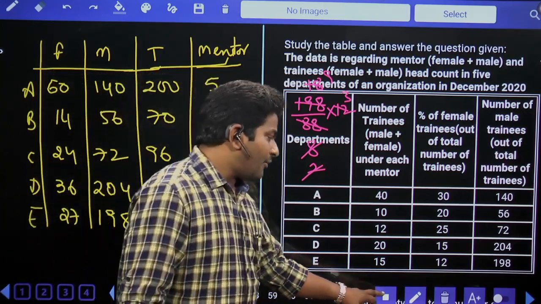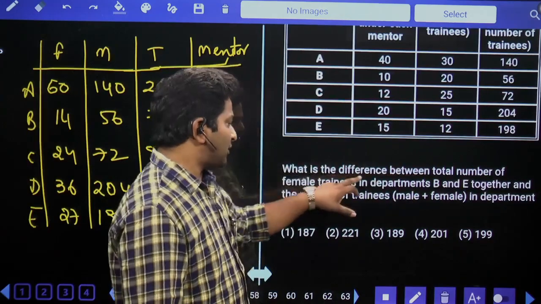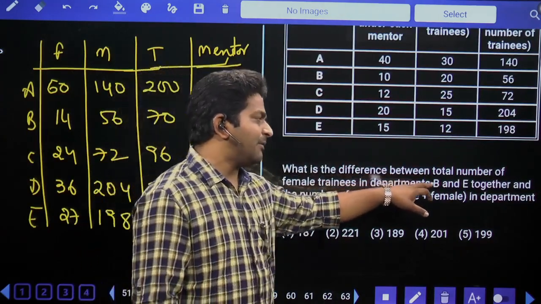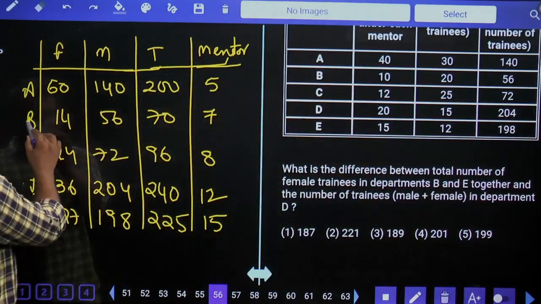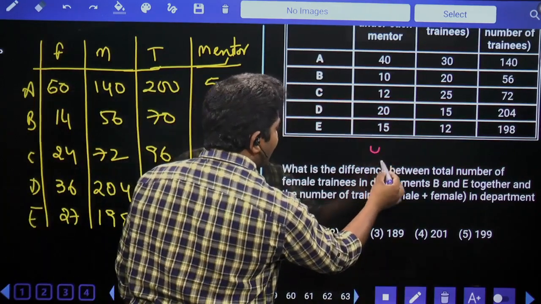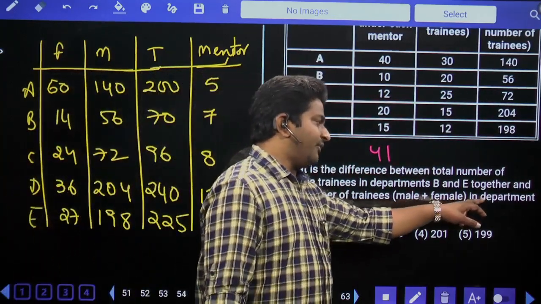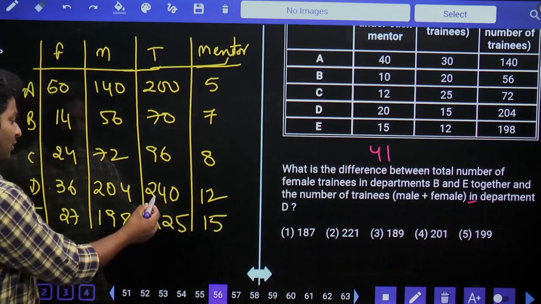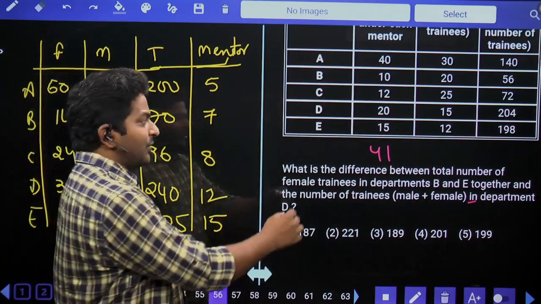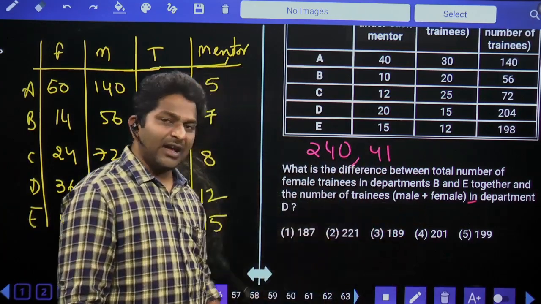Yes. Now we don't have to touch this table. Let's see: what is the difference between total number of female trainees in departments B and E together? B and E together, female trainees are 41. We were asked to calculate the difference between this number and total number of trainees, male and female, in department D. Total in department D, we have 240. So the difference between 240 and 41 is 199, fifth option is the answer.